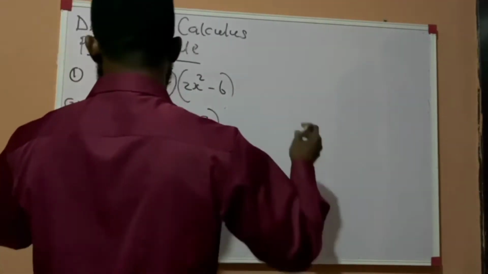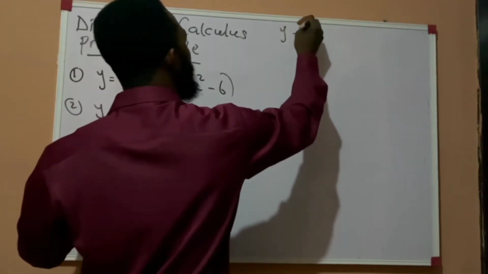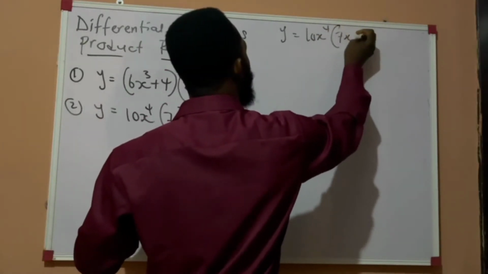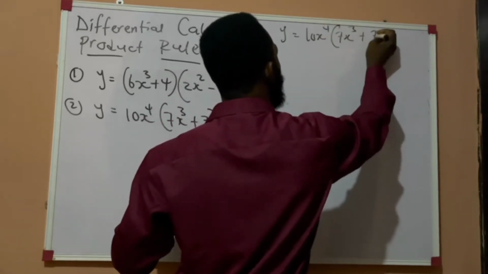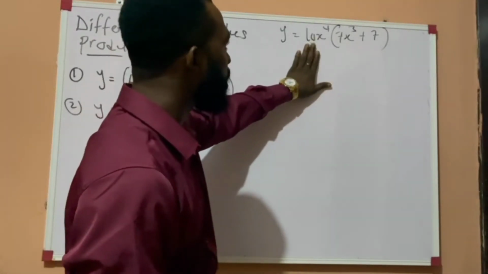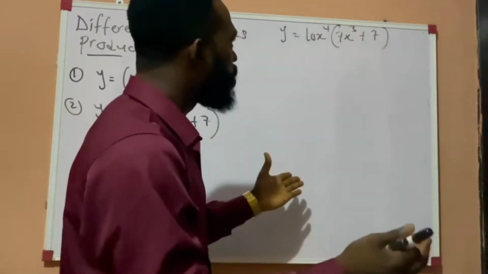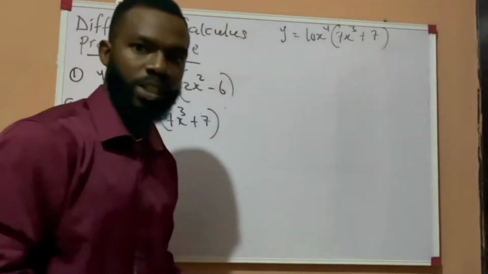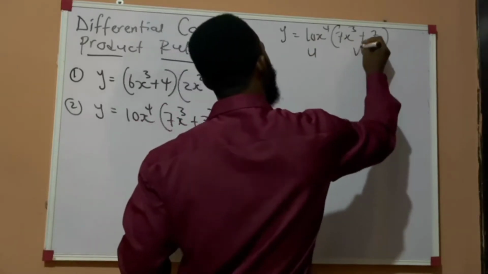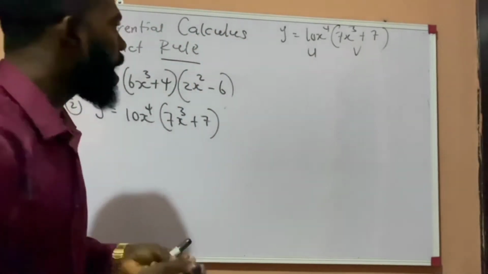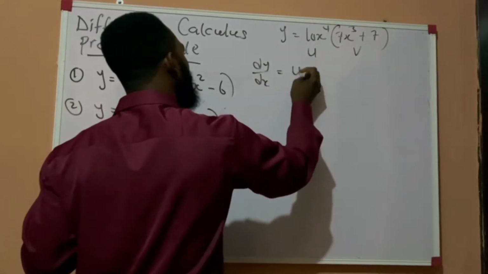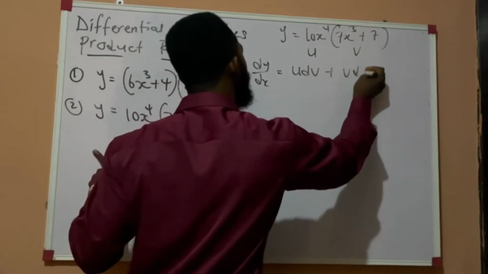Okay, question number 2 says y equals 10x raised to the power of 4 into the brackets of 7x raised to the power of 3 plus 7. Again, you will notice I also have two functions, the one outside the bracket and the one inside the bracket. And these two functions are multiplying each other. So the one outside the bracket is u and the one inside the bracket is v. Now introducing the formula which says dy over dx is equal to u dv plus v du.